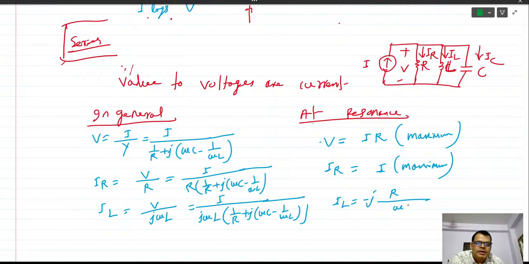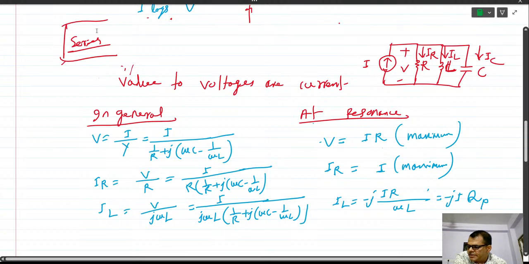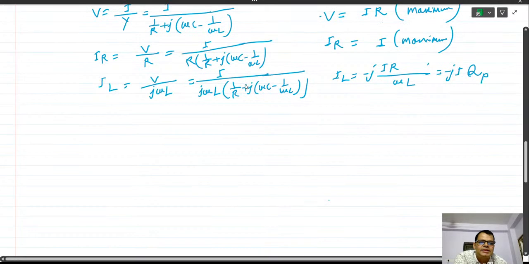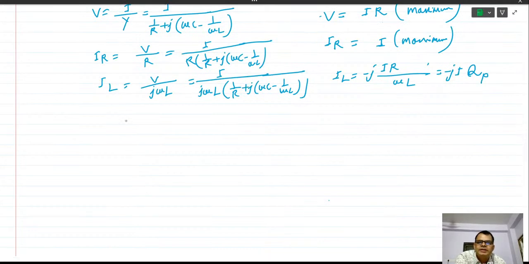So IL will be minus j R upon omega L, and obviously I is there, so you can write this as minus j I QP, that is the quality factor of the parallel circuit, right? So the quality factor of the parallel circuit is R upon omega n L.